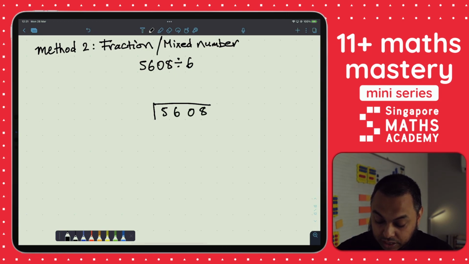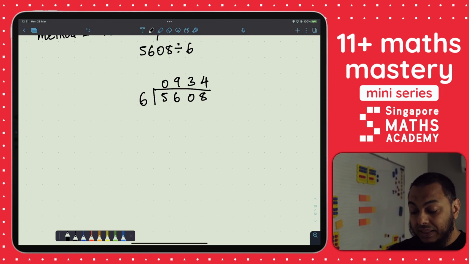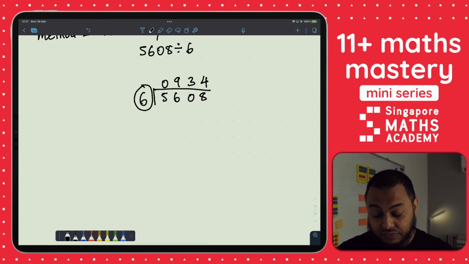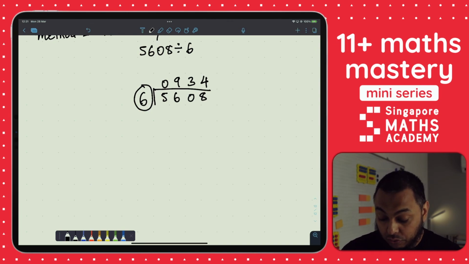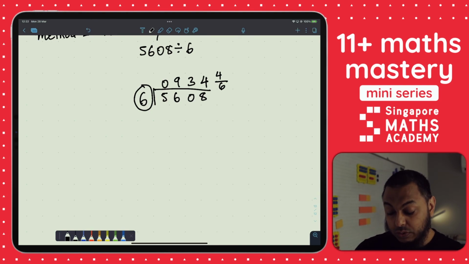5,608 divided by 6 is 934. I think I said that right. 934, yeah. And we know there's 4 remaining. But that 4 can also be divided by 6, and we can write that down as 4 over 6 as a fraction. 4 over 6, we know we can also simplify.